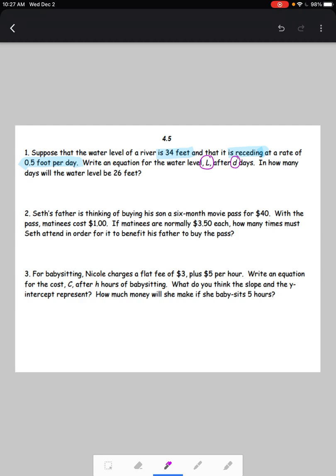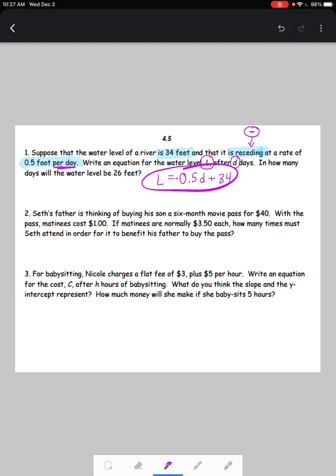So the level, that's going to be our y term. The m term, that's our rate. Well, per day, that's telling us that's a rate, so 0.5 per day. We don't know how many days, so we're going to put a d in there. And we know that we start off at 34 feet. And I almost just made a mistake. Receding means going down, so that means we have to have a negative term. So this is negative 0.5, because it's going down by 0.5 per day. So that's our y equals mx plus b equation.